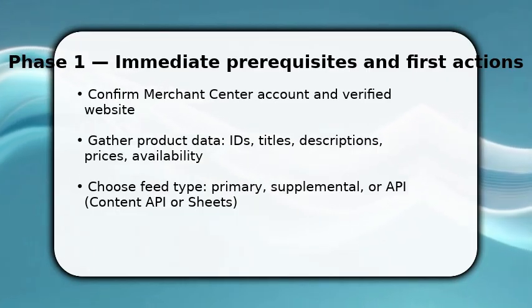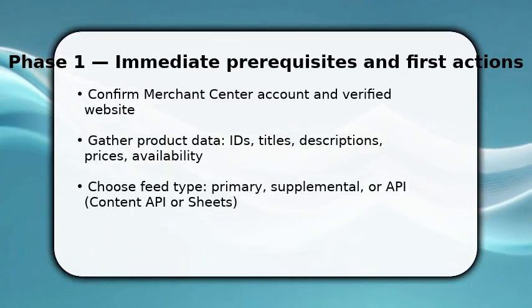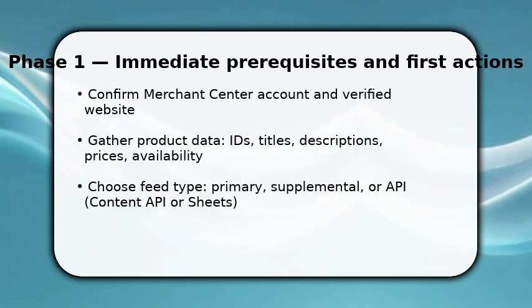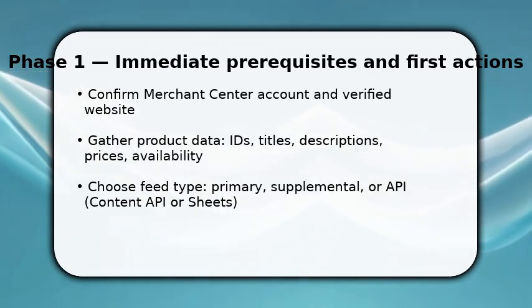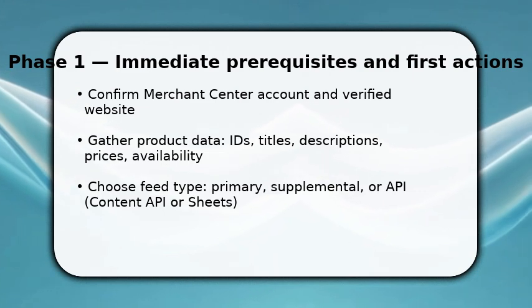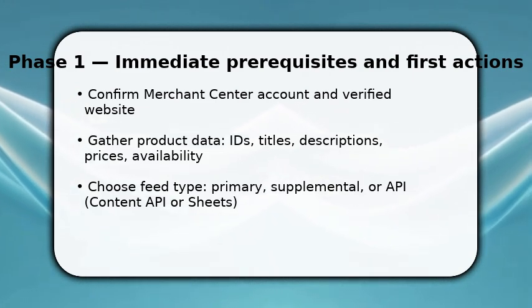Now choose a feed method. A Google Sheet is fast, a scheduled fetch fits hosted files, and the Content API supports automation. Once chosen, open Products Feeds and click Create Feed to start entering country and language. Make sure to pick the correct target country to avoid formatting issues.